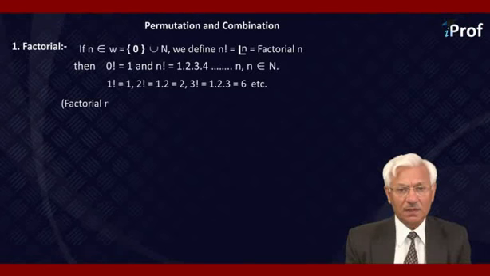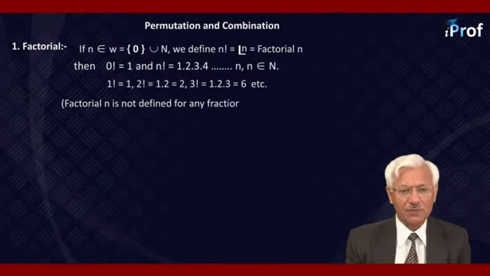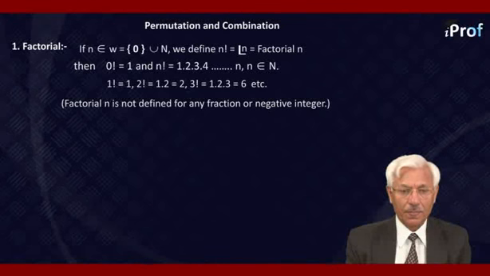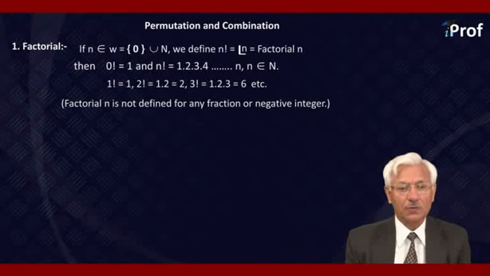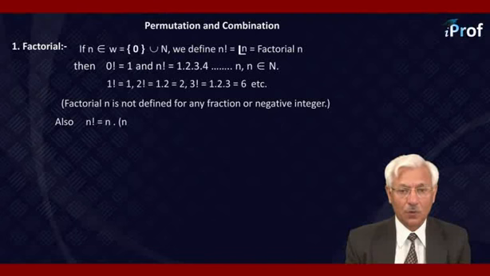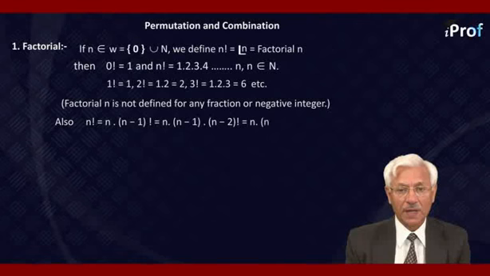Factorial n is not defined for any negative number or any fractional number. Clearly, n factorial is equal to n into (n minus 1) factorial, or n into (n minus 1) into (n minus 2) factorial, or n into (n minus 1) into (n minus 2) into (n minus 3) factorial.